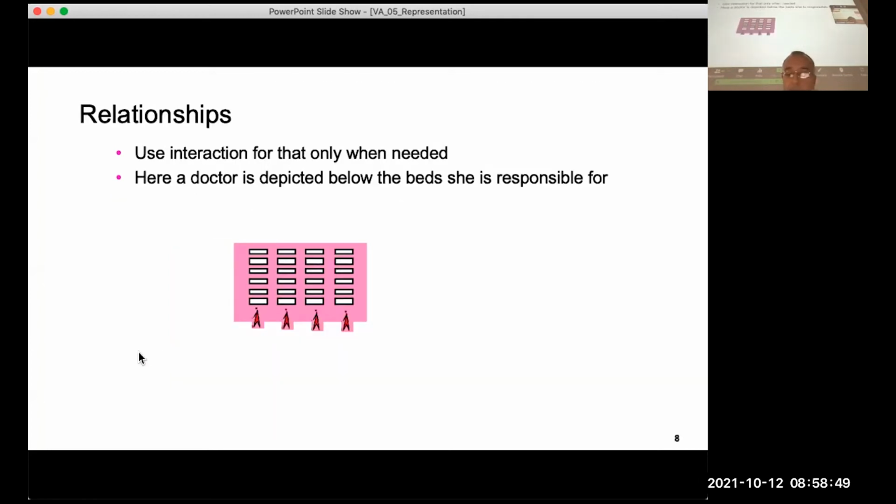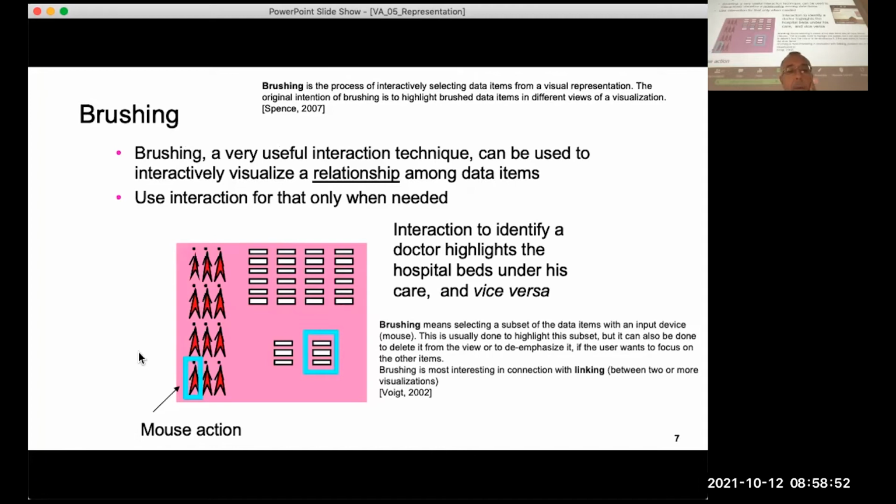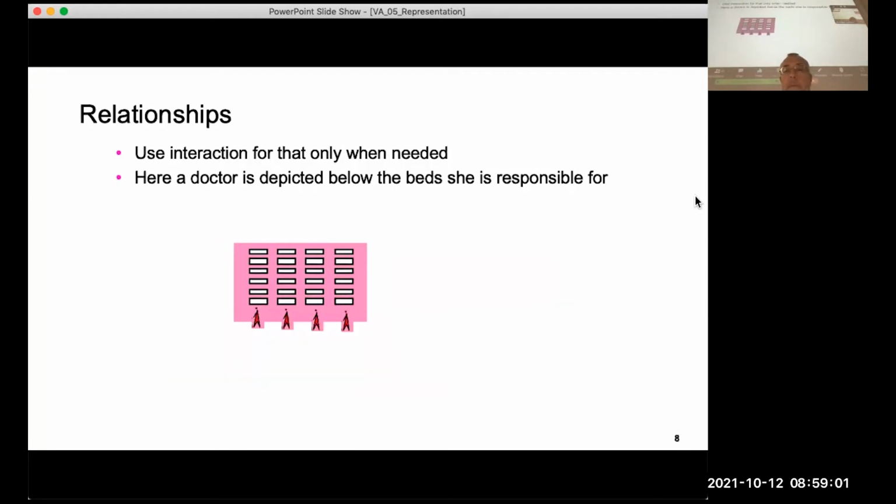But this is wrong somehow, because if I kill the brushing, you don't see the relationship. If you can encode it visually, it's much better. For instance, here we have the doctors below the beds they are in charge of. And you don't need to interact with the system to see which doctor is in charge of which bed. Here we are encoding the relationship by spatial arrangement, the position basically.